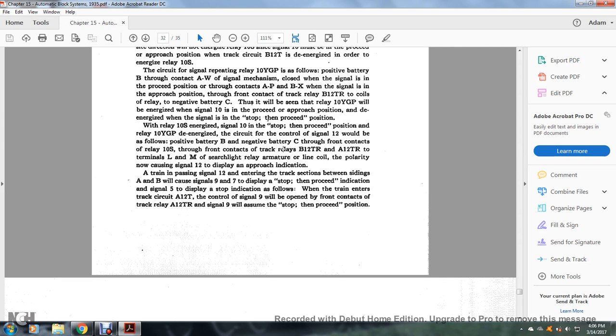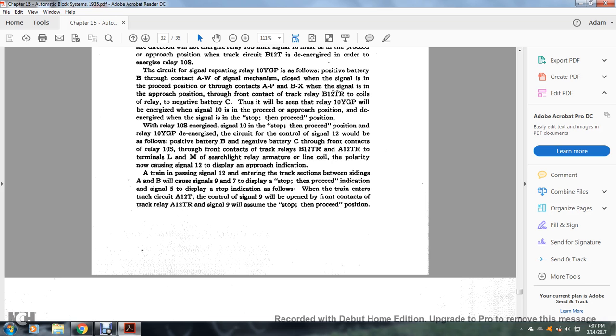Relay 10YGP de-energized, the circuit of the control of signal 12 would be as follows: positive battery B and negative battery C through the front contact of relay 10S. So if the track relays B12TR and A12TR to terminals L and M of the searchlight relay armature for the line control, line coil polarity, cause signal 12 to display an approaching indication.